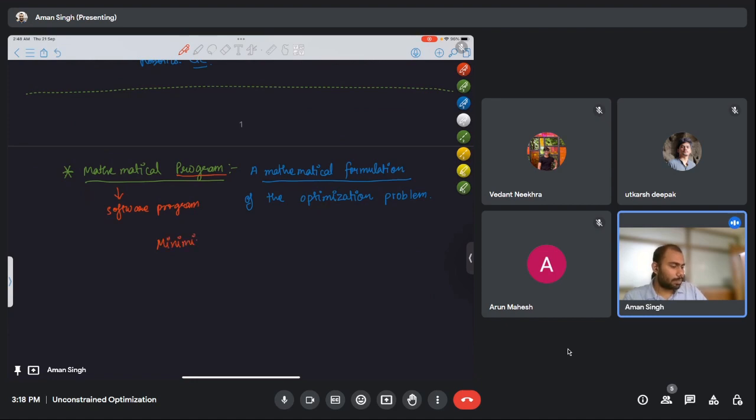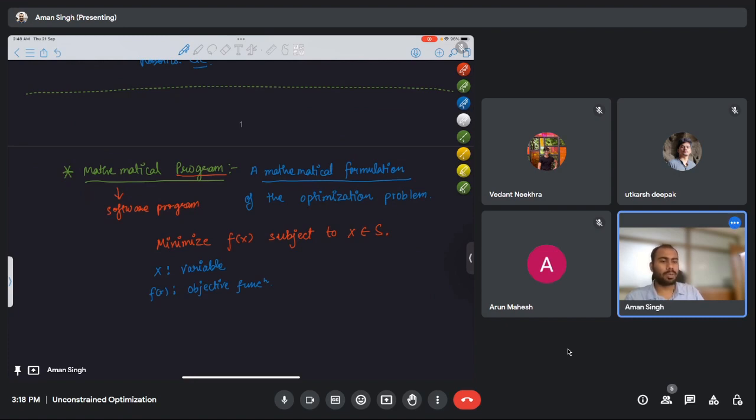You can minimize some objective function f(x) subject to x belonging to some feasible region S. So here x is some variable. Basically, x are some decision parameters that you have to decide to take the best decision. And f(x) is the objective function. It is some quantity or some physical quantity which you have interest in.